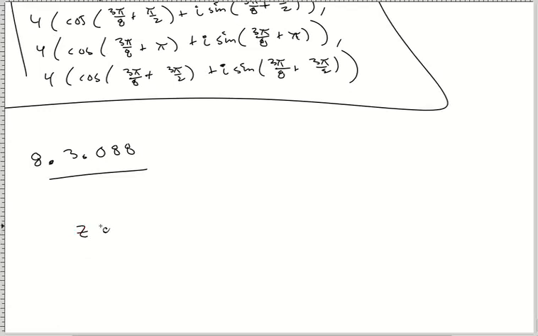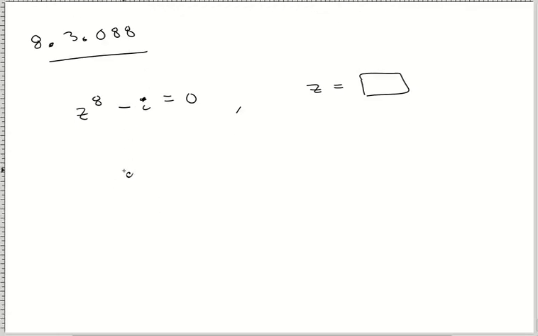I got the last question. Z to the 8th minus i is equal to 0. Solve for Z. Who thinks this stuff up, right? What's going on here? Well, I need to get Z by itself. Move the i over, I guess. Seems innocent enough, right? Now it's a positive i. And then I'm going to 8th root both sides.